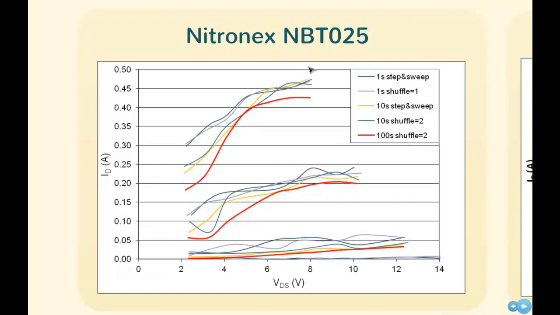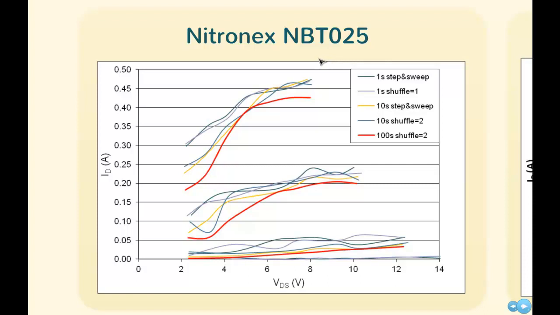This is an example. This is data that I measured myself on a Nitronex device. It's a 25 watts transistor. And you can see that when you're using pulses of about 1 second or 10 seconds, you end up having curves which are inconsistent with one another.